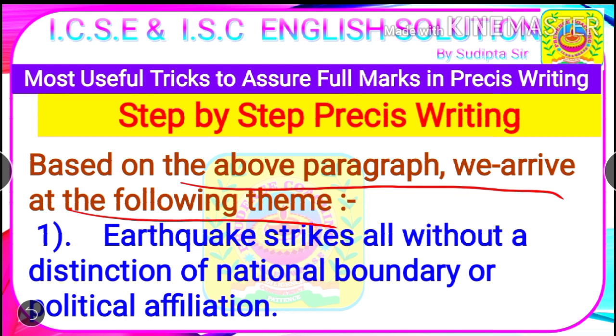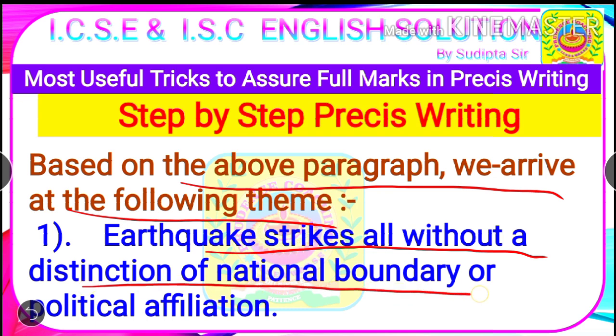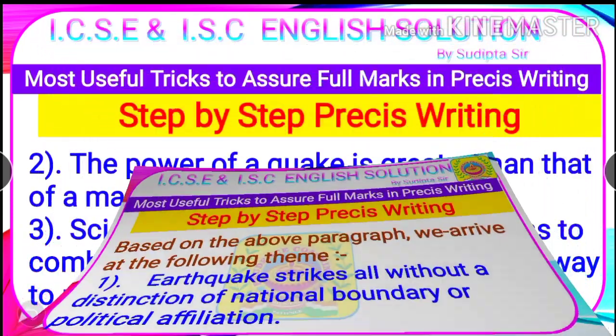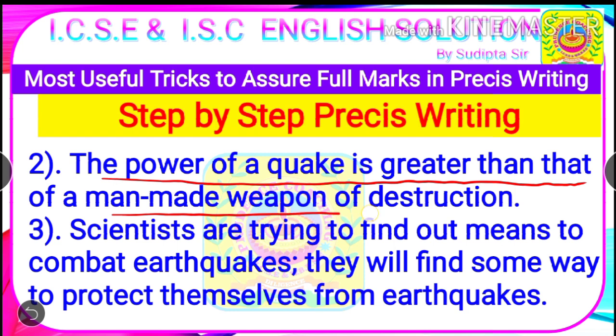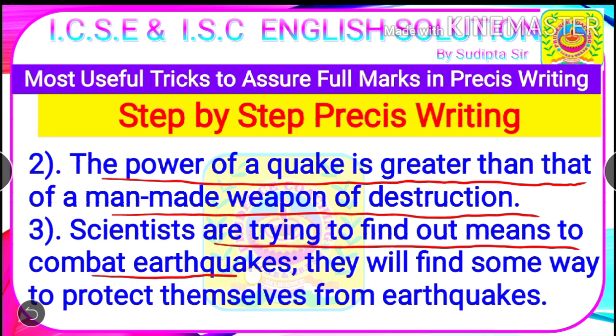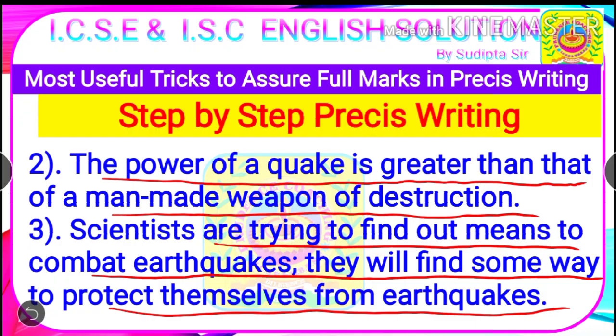Number 1, earthquake strikes all without a distinction of national boundary or political affiliation. Number 2, the power of a quake is greater than that of a man-made weapon of destruction. Number 3, scientists are trying to find out means to combat earthquakes. They will find some way to protect themselves from earthquakes.